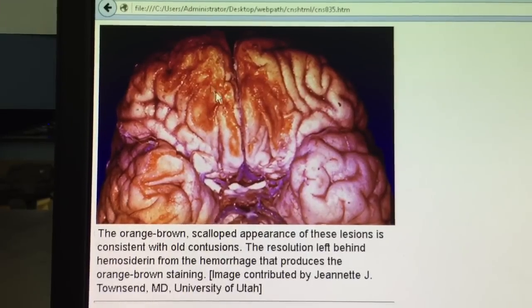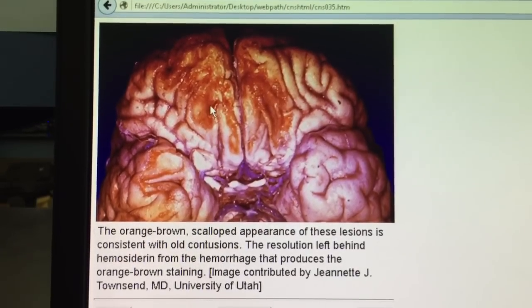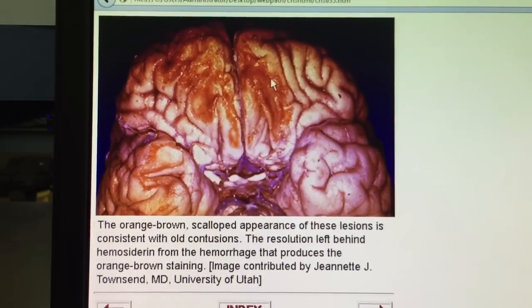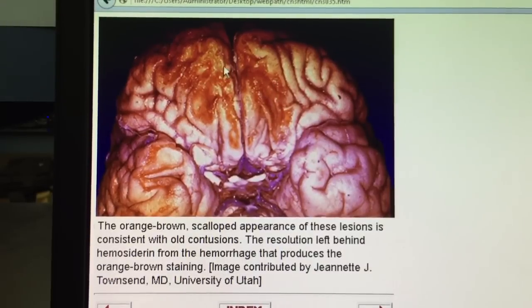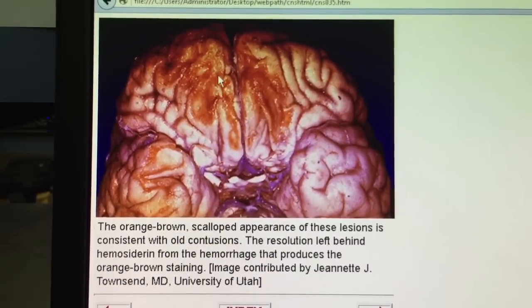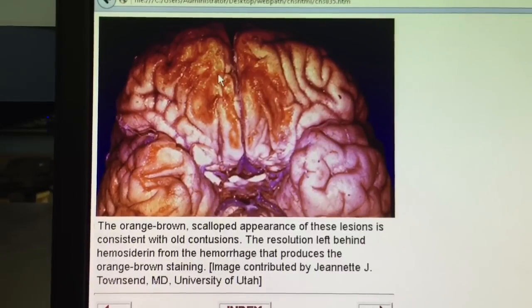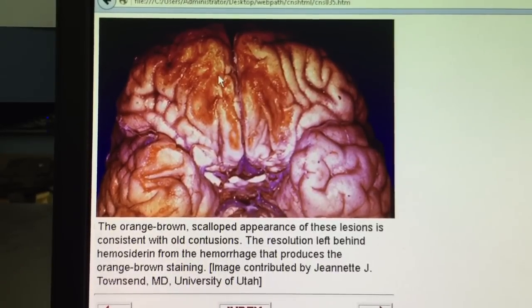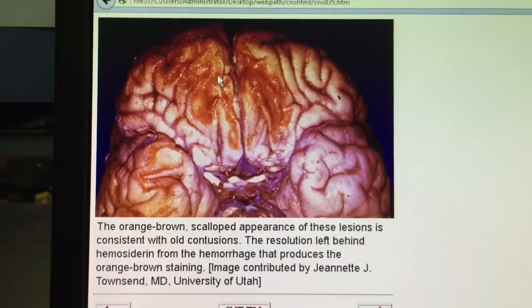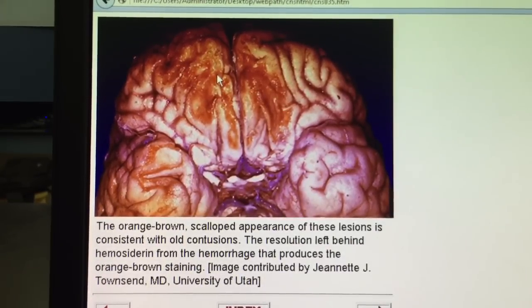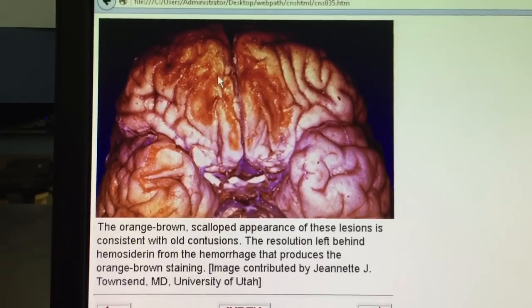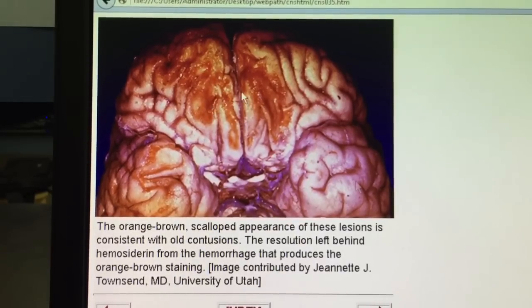Here again, we have a hemorrhage, but this one has an orange to brown, scalloping appearance in the frontal lobe. Why do we have the orange to brown appearance here? Because this is a resolving hemorrhage. It's the remaining hemosiderin after the hemorrhage has occurred. So the brain tried to take up all the hemorrhage, but the remaining is the hemosiderin.